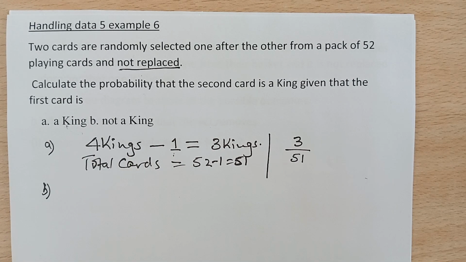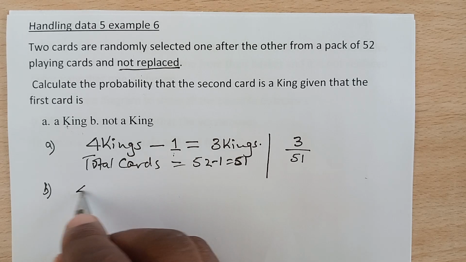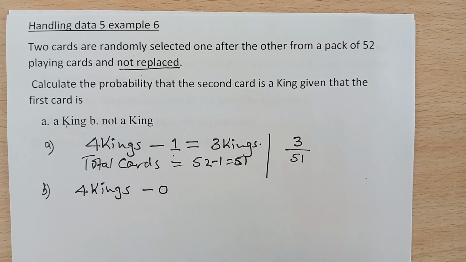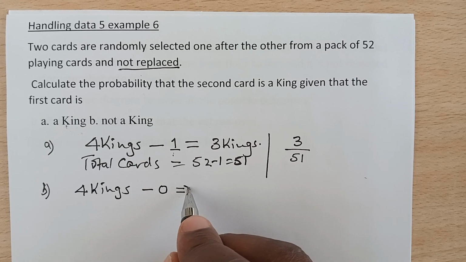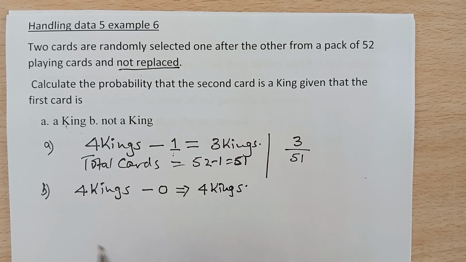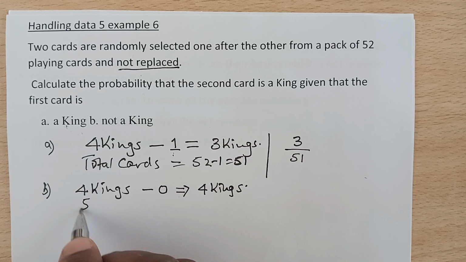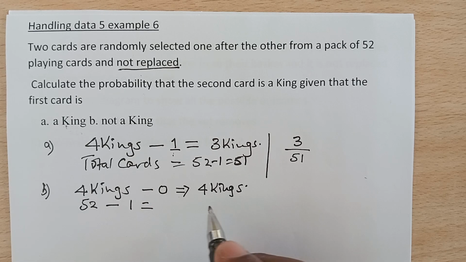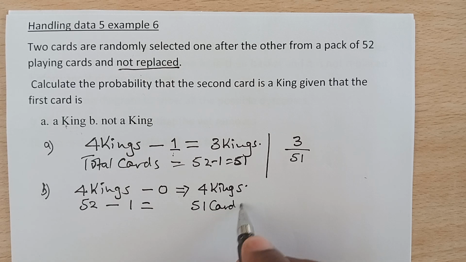Part B of the question: given that the first card is not a king. We started with 4 kings and we pick a card which is not a king. So in the bag, we still have 4 kings. But we started with 52 cards in the bag. We have picked one card which is necessarily not a king, and what we have now in the bag is 51 cards in total.